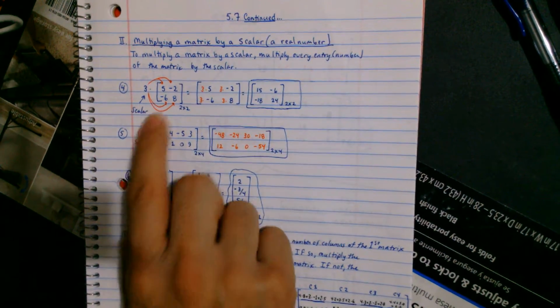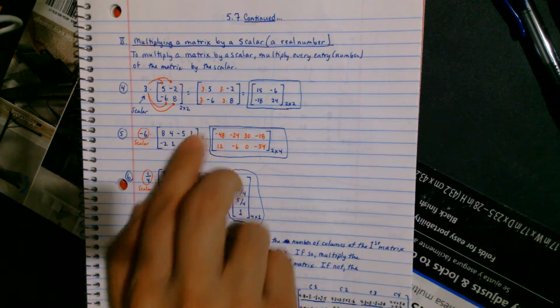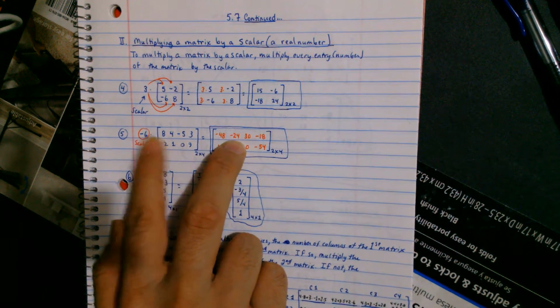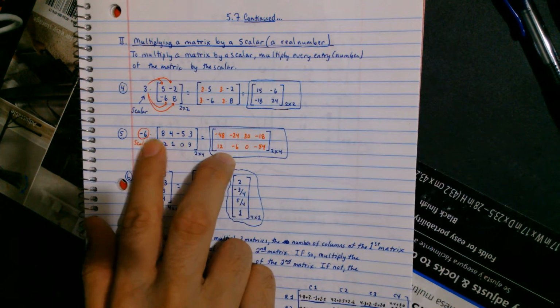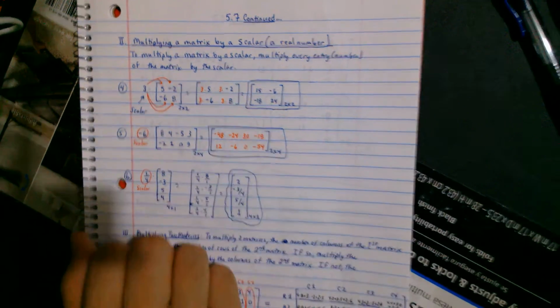And again, now the same idea. Instead of putting all the arrows, I just say, you know what? You can kind of visualize it. -6 times all of these numbers. So you get, what, -48, -24, +30, -18, +12, -6, 0, and -54.